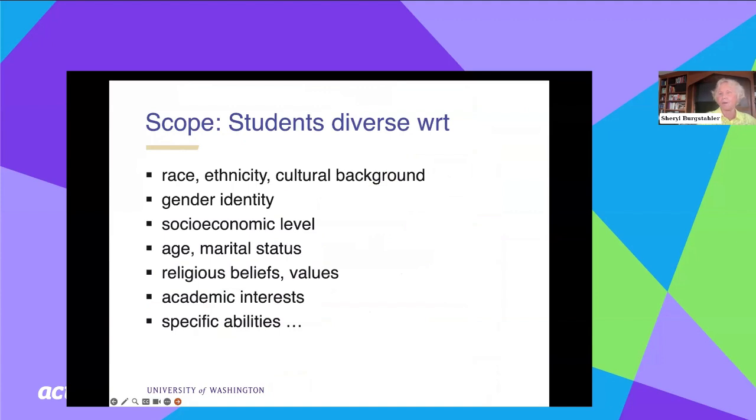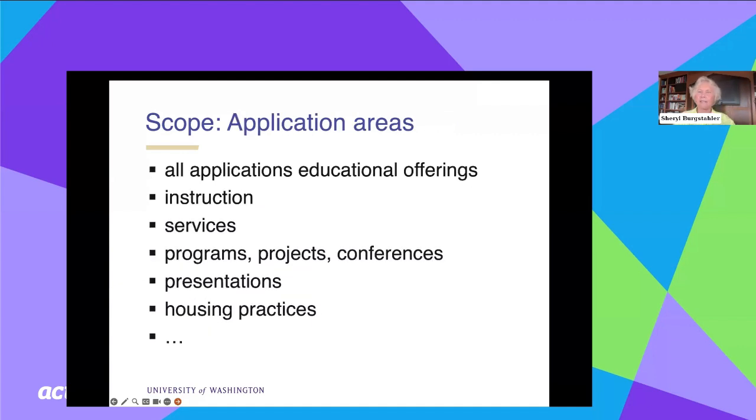If you look at the scope, we talk about students. They're diverse with respect to race, ethnicity, cultural background, gender identity, socioeconomic level, age, marital status, religious beliefs, values, academic interests, specific abilities. I put this list here because we want to consider all those categories, even though I'm focusing on abilities for this particular talk. So that's who we're talking about and the diversity in that group.